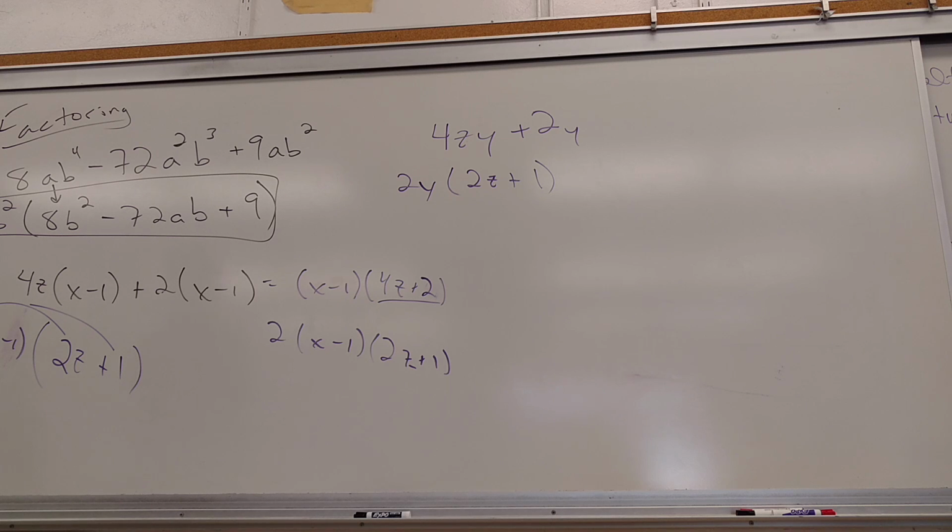For the last one, I would have distributed it so there would be 4x minus 1 in the parentheses, but then it would also be plus 2x minus 2. Oh, I see. I understand.